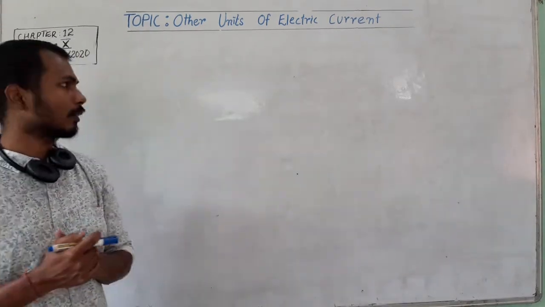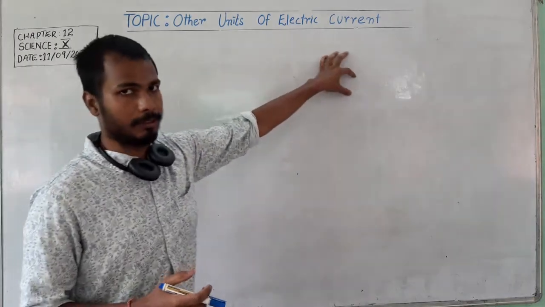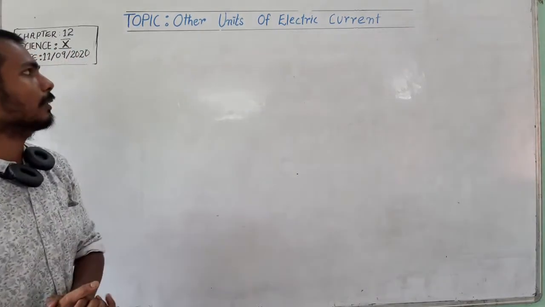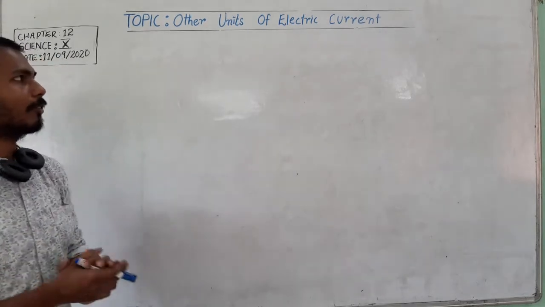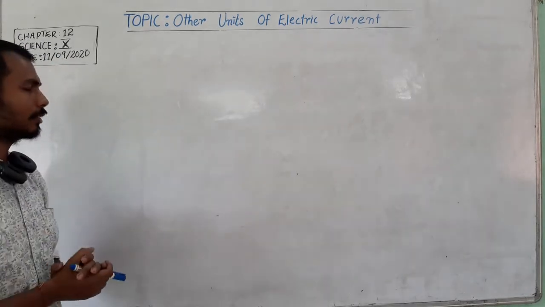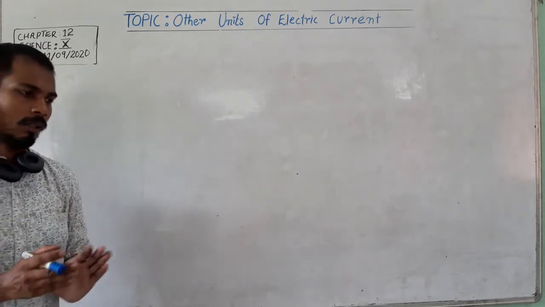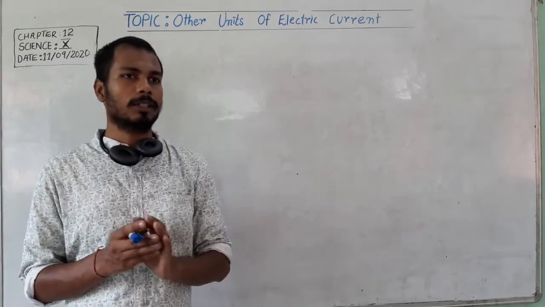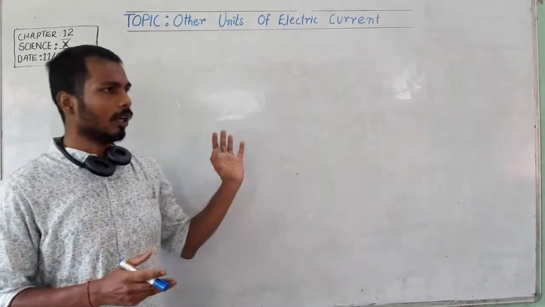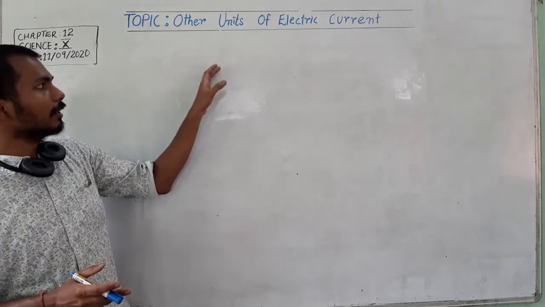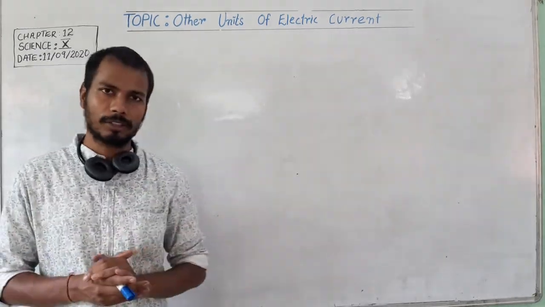Today we are going to discuss other units of electric current. Previously we have learned the concept of electric current and the formulation of electric current. Now in this class we will learn some other units of electric current. In the previous class we have learned ampere as the SI unit of electric current. But today we will see whether there is another unit of electric current or not.